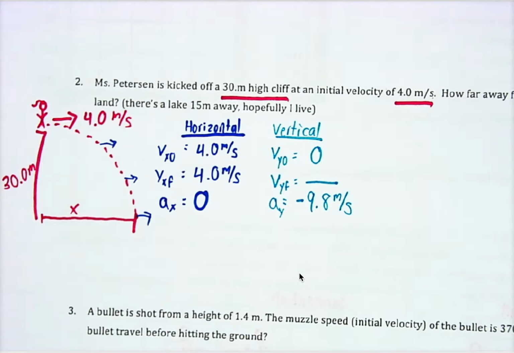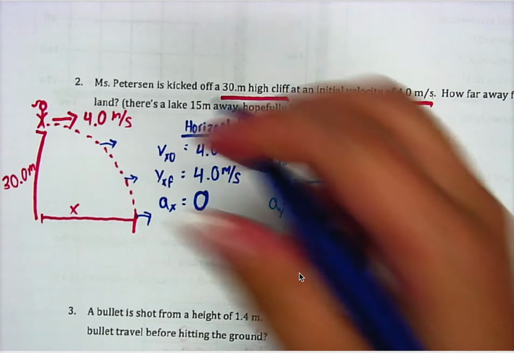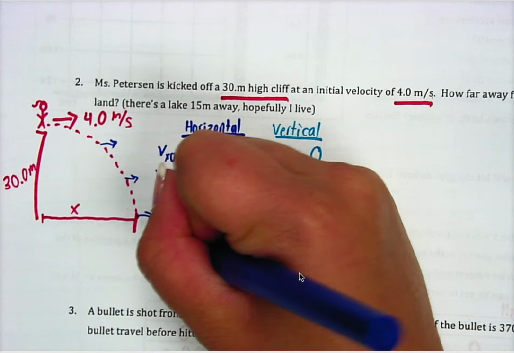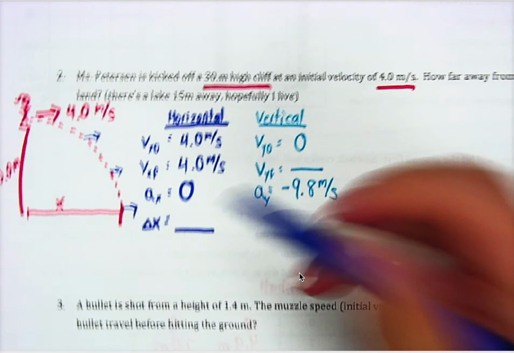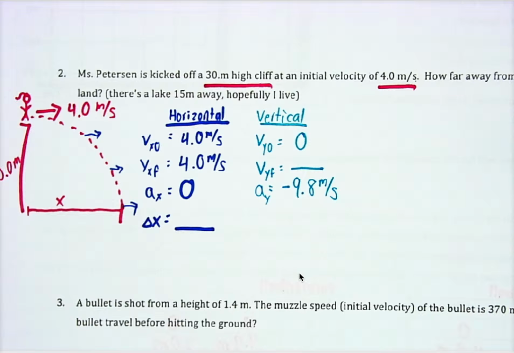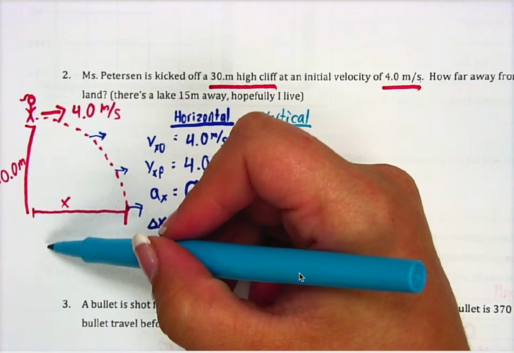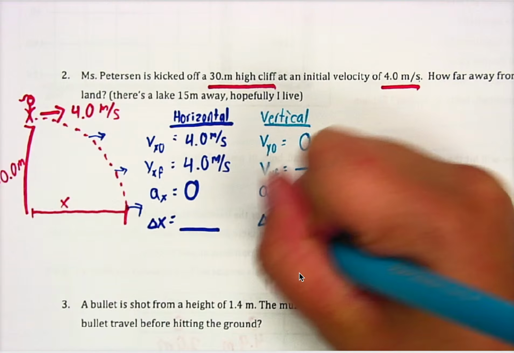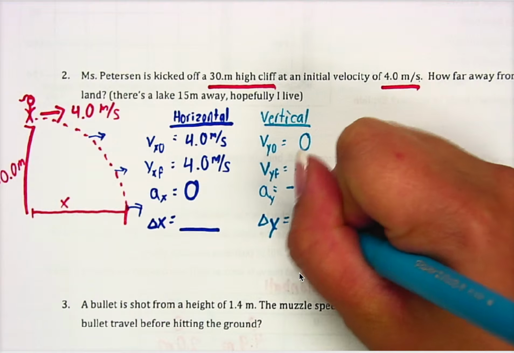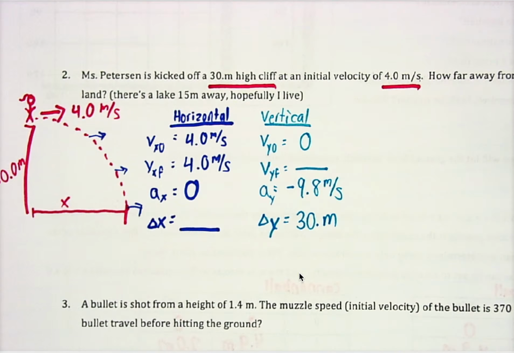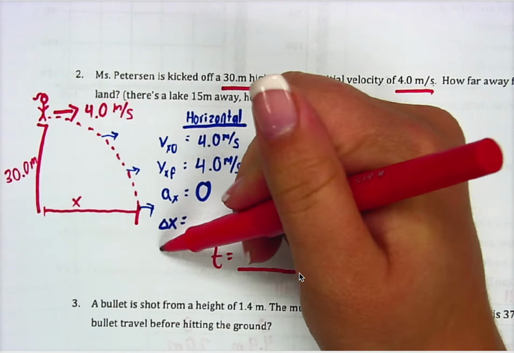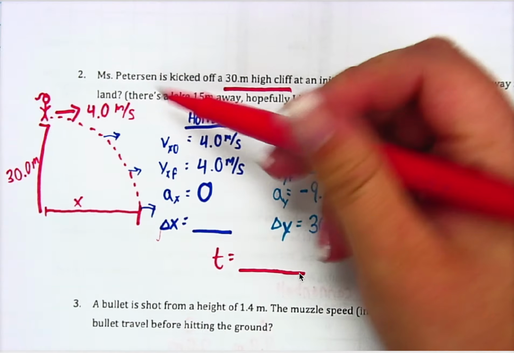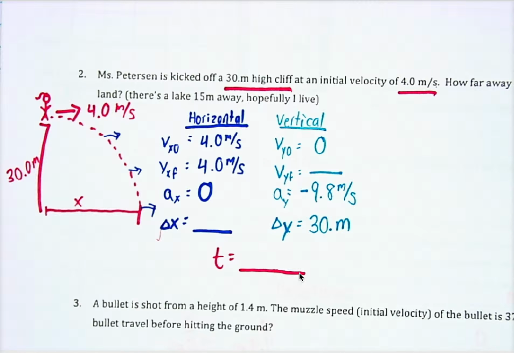Last thing we need to know is how far I'm going to fall in the x direction. This is what it's asking us for. I don't know that right now. I do know how far I'm going to fall in the y direction. Delta y is going to be 30 meters. And these two things are unified by time. Because it's one motion, the time is going to be the same for the horizontal and the vertical.